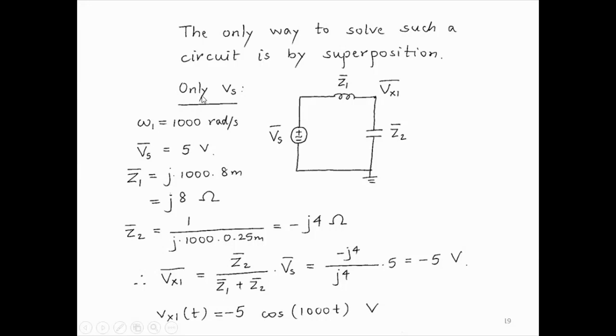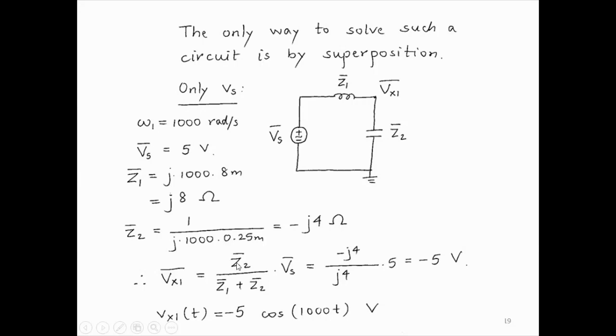Alright, so we start with only the voltage source connected and the current source open circuited. So this is the circuit we get. Now because there is only one frequency in the circuit, we can convert the inductor and the capacitor to their equivalent reactances. For the inductor we get j times 1000 times 8 millihenries, so we get j8. For the capacitor, we get Z2 equal to 1 over j omega times 0.25 millifarads, which becomes minus j4.